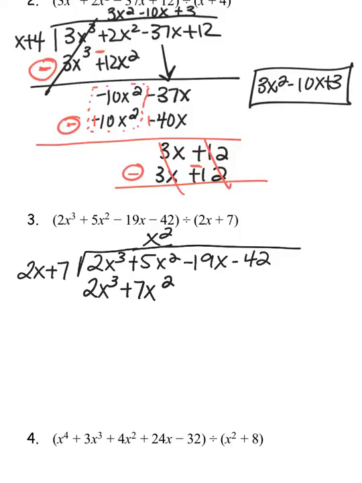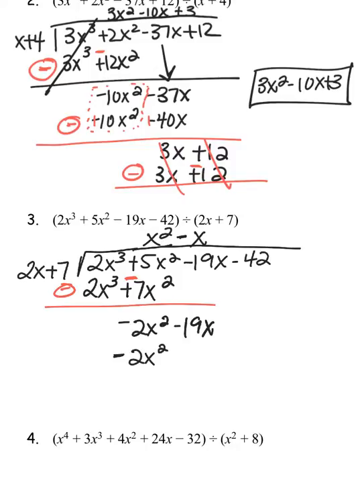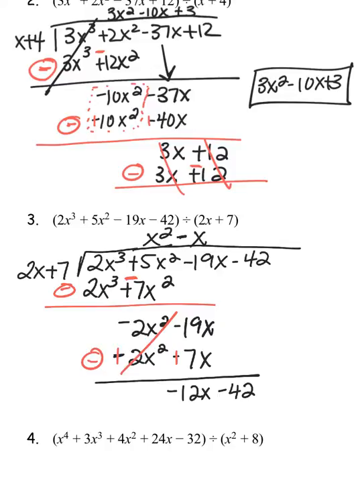We're going to subtract, change our sign. So I end up with negative 2x squared minus 19x. 2x goes into negative 2x squared negative x times. So I get negative 2x squared minus 7x. I'm going to subtract, change my signs, and I get negative 12x minus 42. 2 goes into 12, 6 times, negative 6 times. So I get negative 12x minus 42.